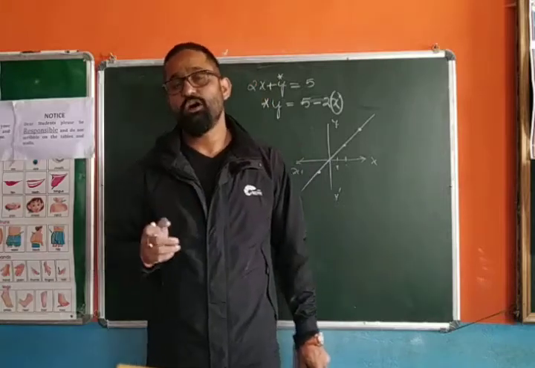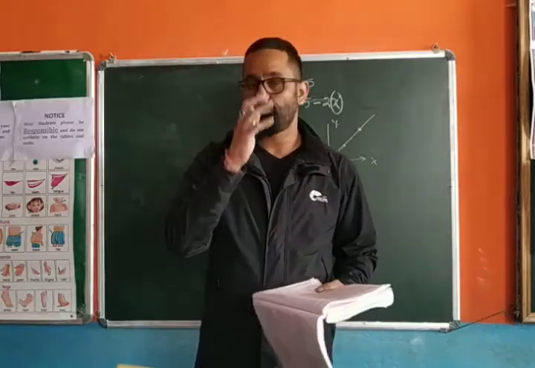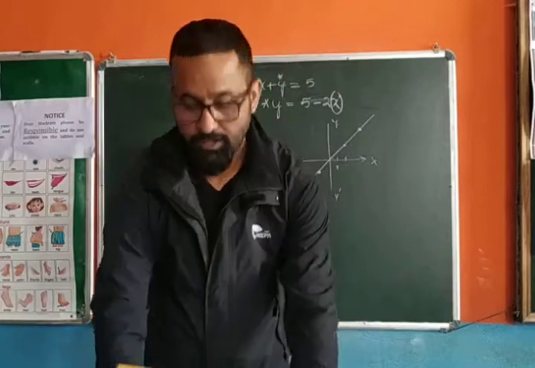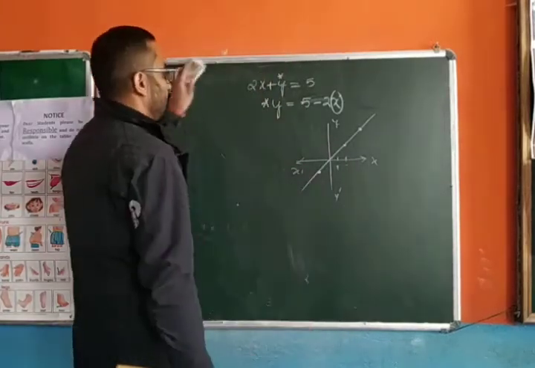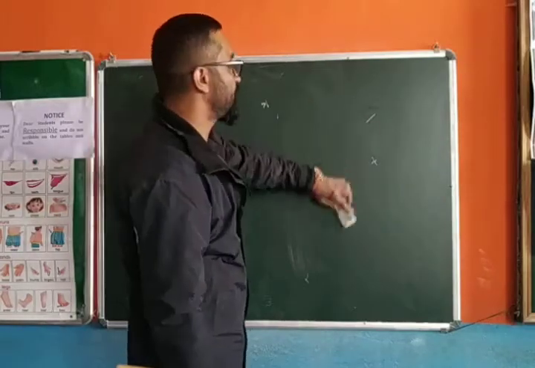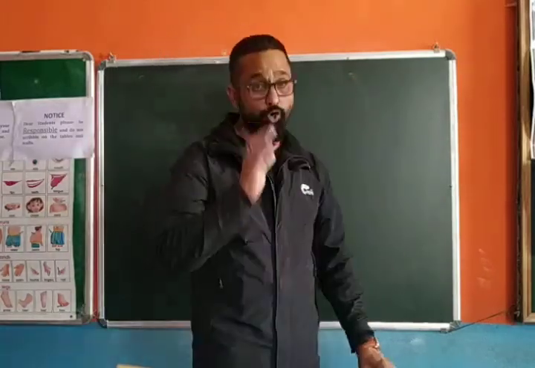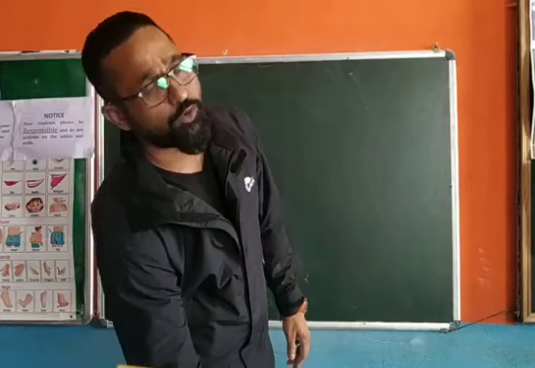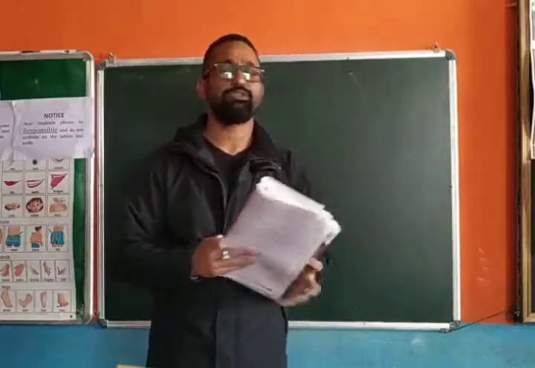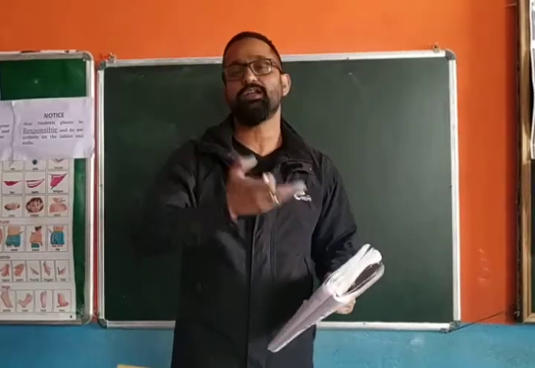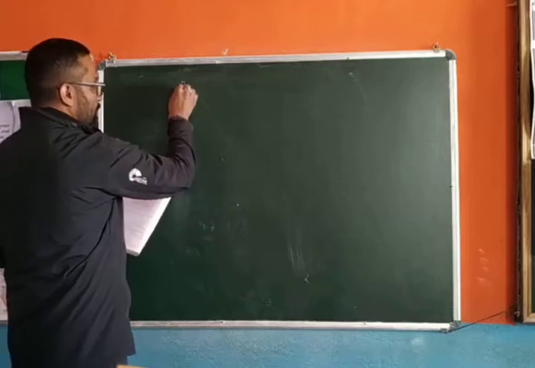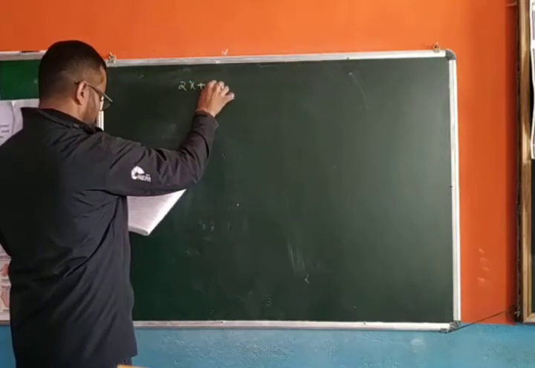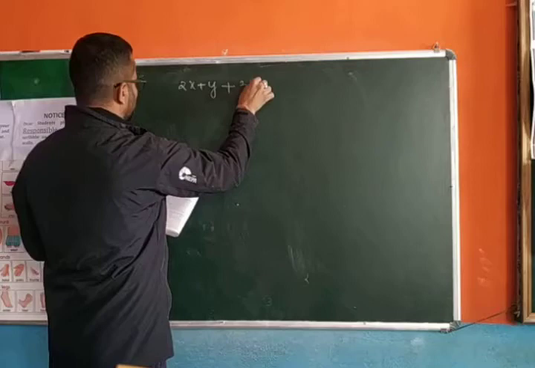So I'll show you how to do the calculation and plot the points for linear equation of two variable. It is exercise 19.2. Watch it carefully and follow the same steps involved, and you can easily plot the points and get a straight line. Question number 1. 2x plus y plus 3 is equals to 0.